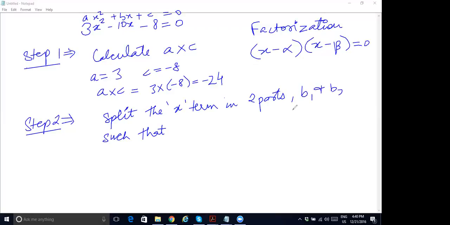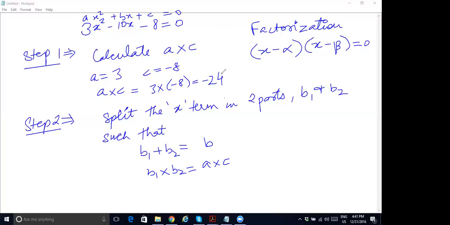b1 and b2 may be such that b1 plus b2 is equal to b and b1 times b2 is equal to a times c. AC, yeah. So like minus 6 and minus... Sorry. You need negative 24. So 6 fours are 24.